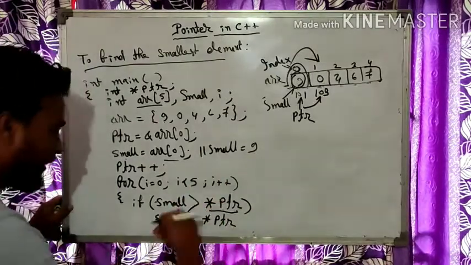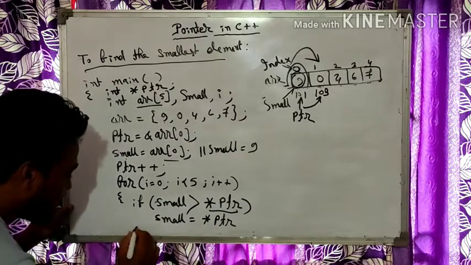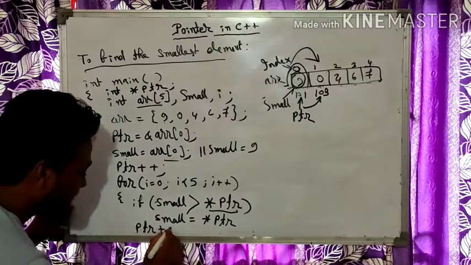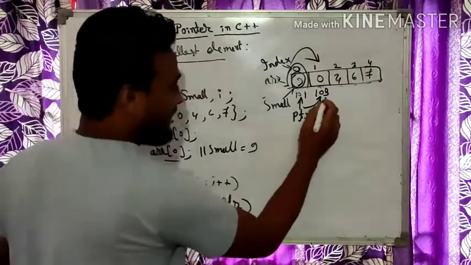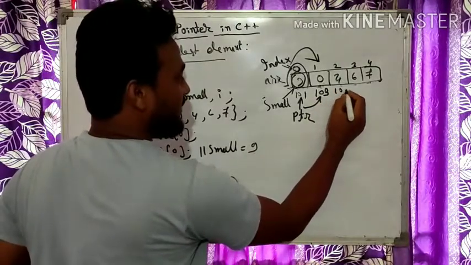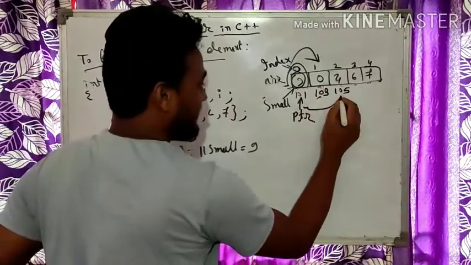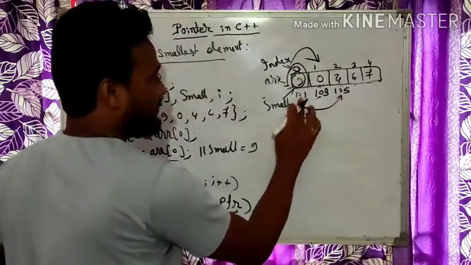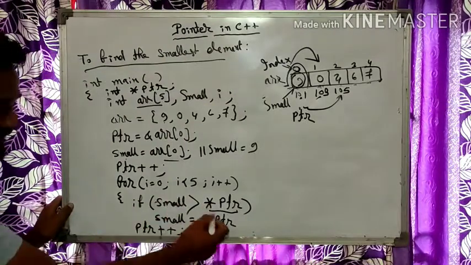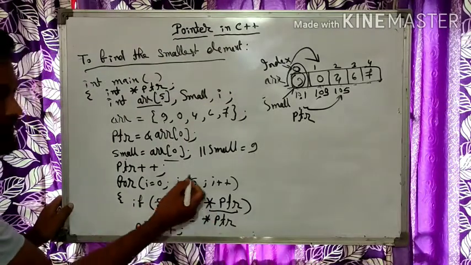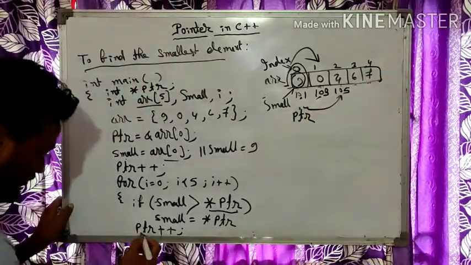Then we have to increment the value of ptr, right? So you can write here ptr plus plus. That means this time ptr will be incrementing to the next memory address, that is 105. That means this time the pointer is pointing to the memory address 105. Since this is under the loop, it will go on until the 5th element. From 0 to 4 there are 5 elements. So this is done.